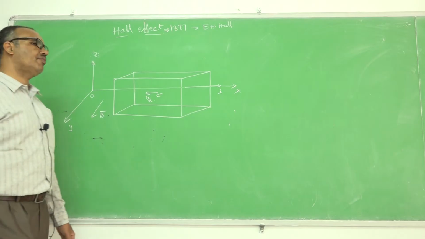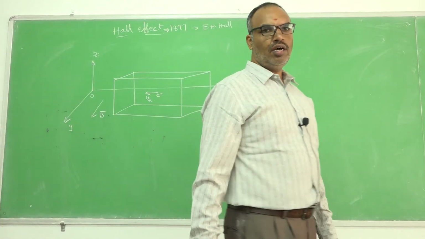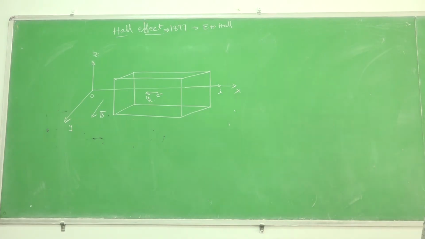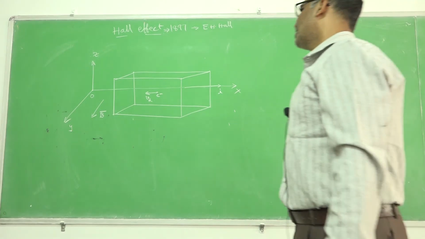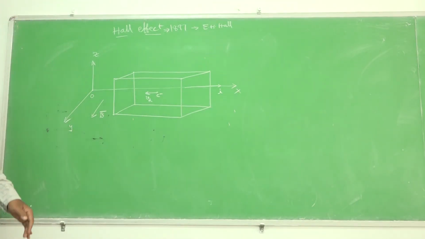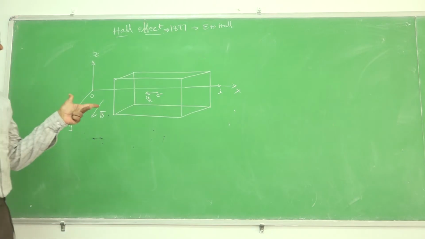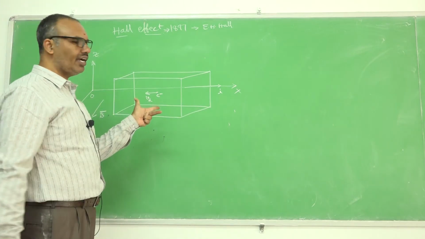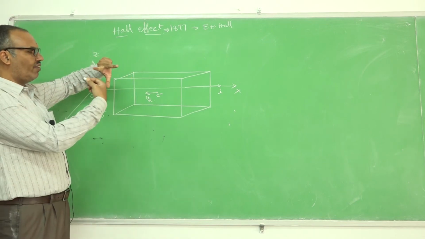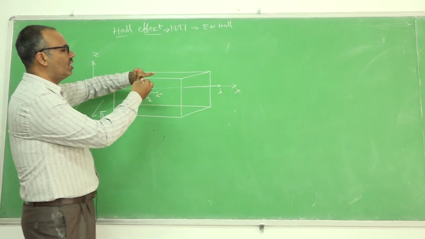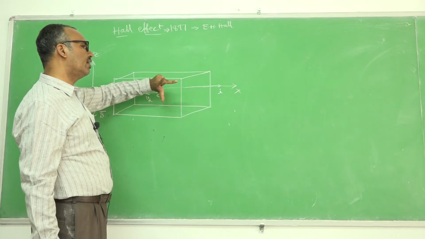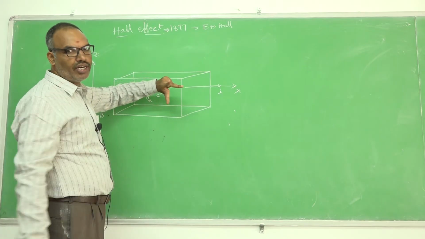What will happen? Whenever a charged particle is moving inside a magnetic field, it experiences some force. The direction of force experienced is given by Fleming's left hand rule. This is the direction of conventional current. So this is the direction of the magnetic field parallel to the y-axis. This is the direction of conventional current parallel to the x-axis. Then the force experienced by the conductor carrying current will be in the downward direction.